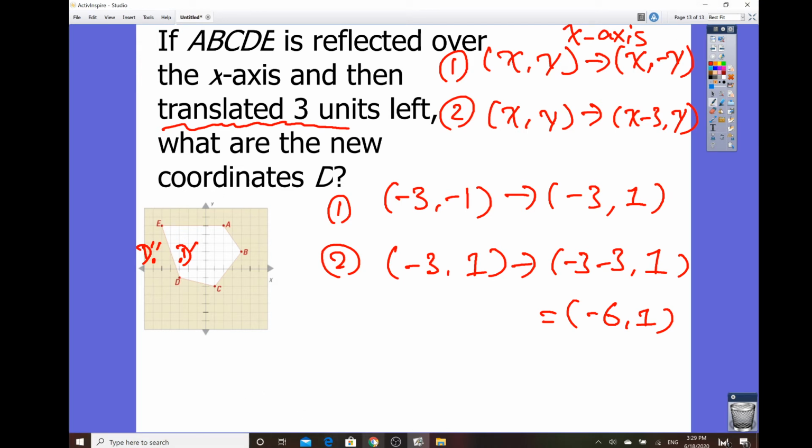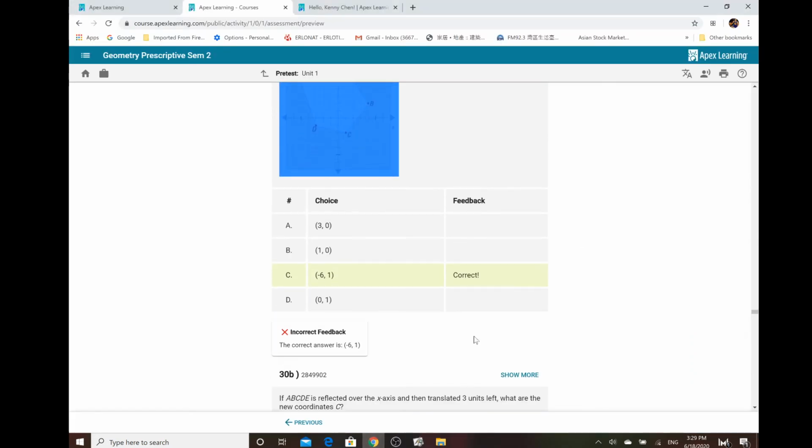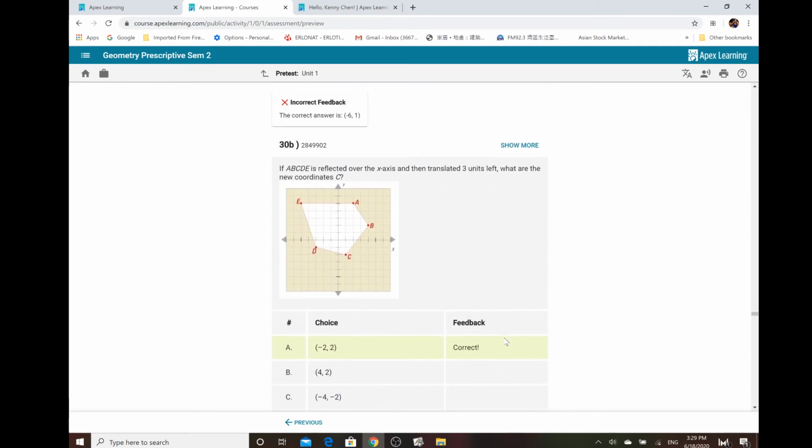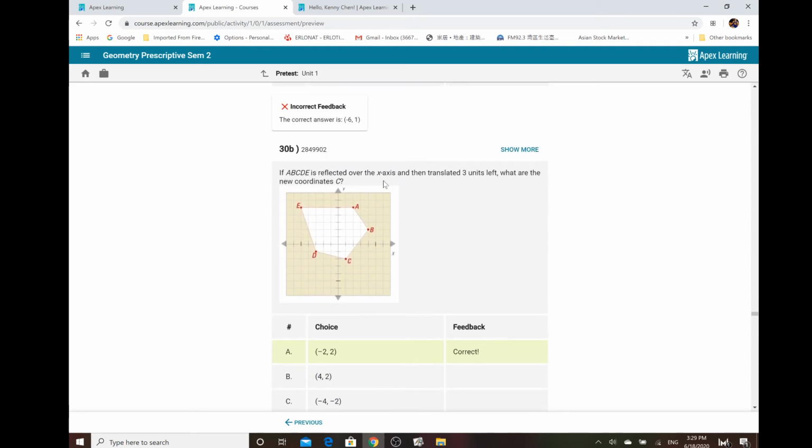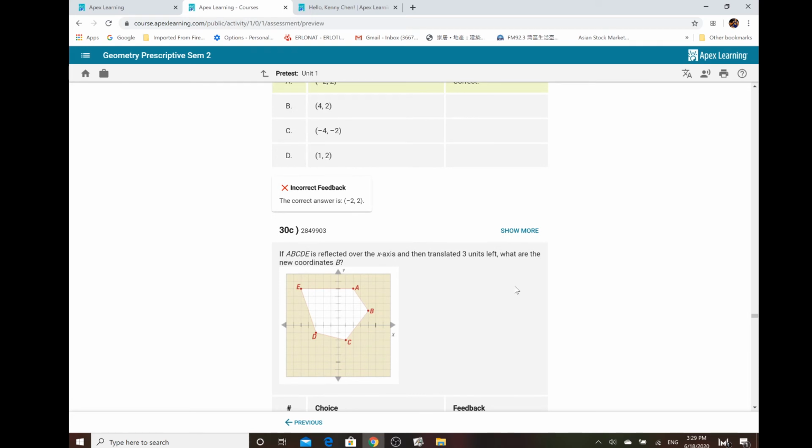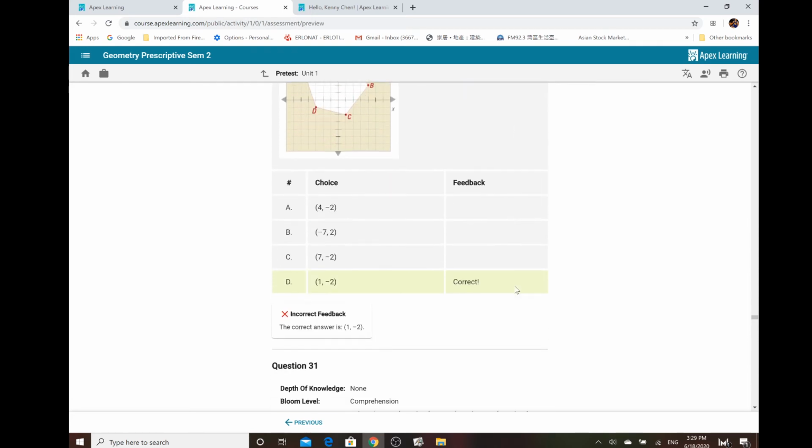Okay, so now let's go back. So the answer is -6, 1. So that's what we found. And then the next one, reflected over the x-axis, translate 3 units to the left. This one is quite similar, so just use the exact same formula for this. And also the other one too.